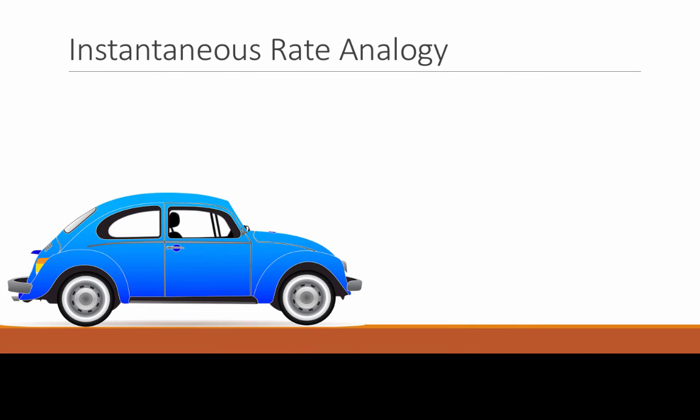Here's one final analogy to help differentiate between instantaneous rate and average rate. Imagine you took a 100-mile road trip. Your average rate, or your speed on this road trip, might be, say, 50 miles per hour. However, if you consider the way a road trip actually goes, you're not going to be traveling at 50 miles an hour exactly throughout the entire 100-mile trip.